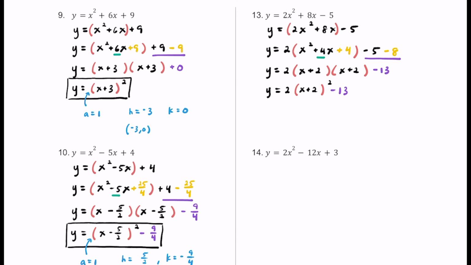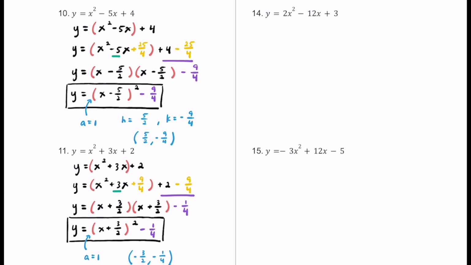All right, so when A doesn't equal 1, when A is bigger than 1, hopefully that rings a bell of what that does, but we do have a vertical stretch here. So from this, we can see that because A is equal to 2, we have a vertical stretch by a factor of 2. We have a horizontal translation 2 units to the left and 13 units down. So our vertex is in quadrant 3 at -2, -13, and the AOS is at x equals -2, that imaginary vertical line. All right, last few here.